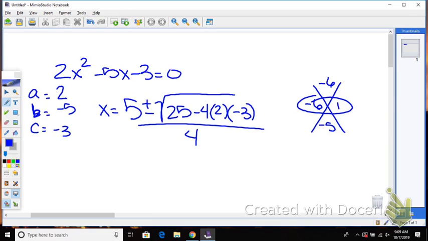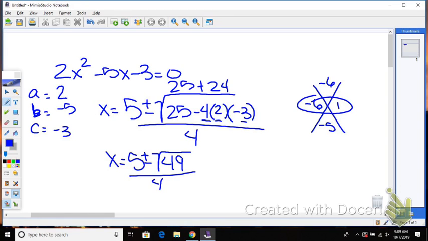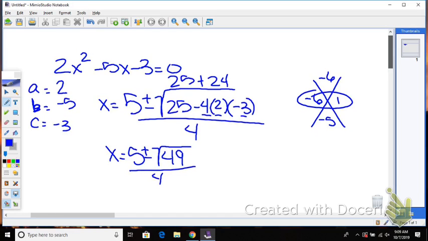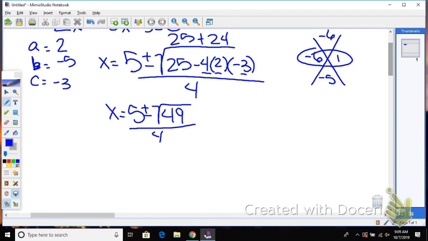So here I've got 25, and then I've got -8 times -3, so that's a positive 24. So I have x equals 5 plus or minus the square root of 49, over 4. Everybody agree with me? And the square root of 49 is 7. Yep, so this one is a perfect square, so we're able to actually work this one out. So I get 5 plus or minus 7, all divided by 4.